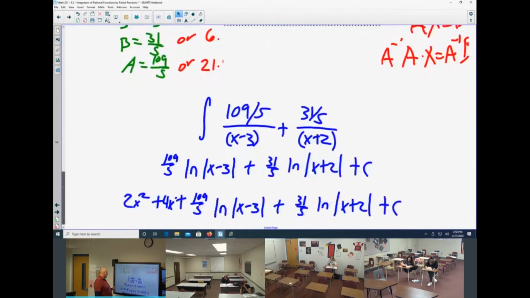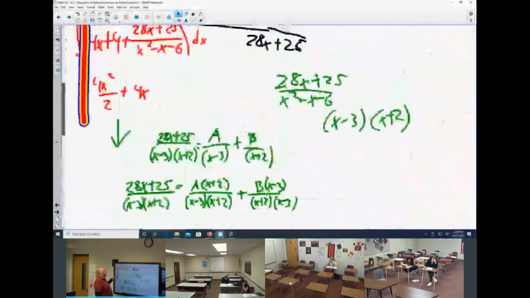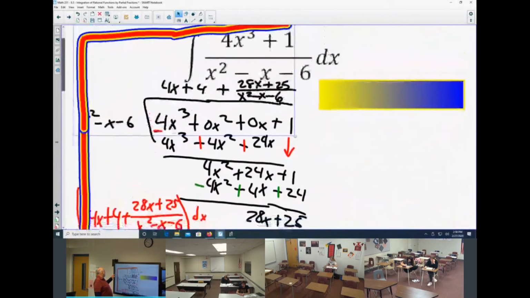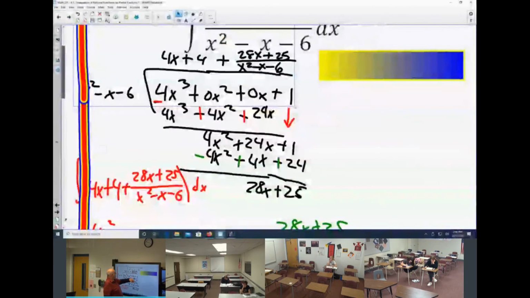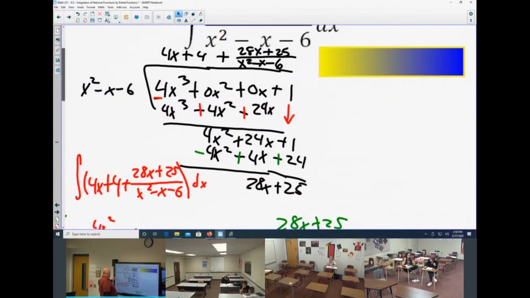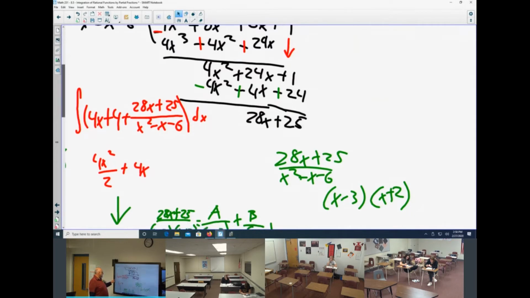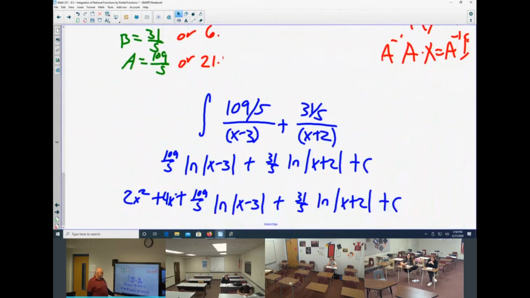Okay, and then remember when we started this whole problem with the division. So remember the first two terms were 4x plus 4. You integrate those and you get 2x squared plus 4x. So in your final answer, don't forget those.